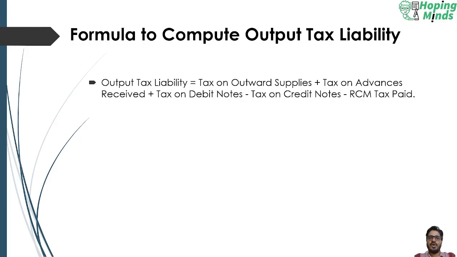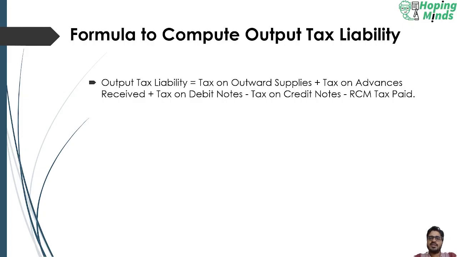Then formula to compute output tax liability. So how output tax liability is computed in GSTR 3B return? Let us see. So the final output liability will be the sum of tax on outward supplies, that is GST on the goods and services supplied during the reporting period, and tax on advances received, that is in case of services GST is to be paid on advance receipts also, and tax on debit notes, that is if the seller has charged less from the buyer or has charged at GST rates lower than what should have been charged.